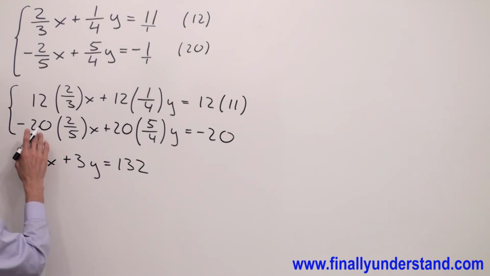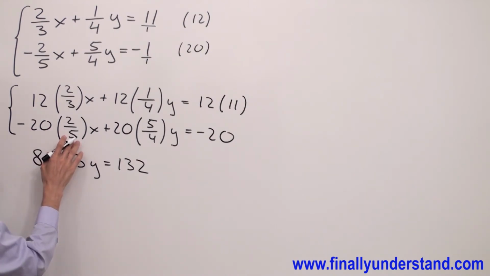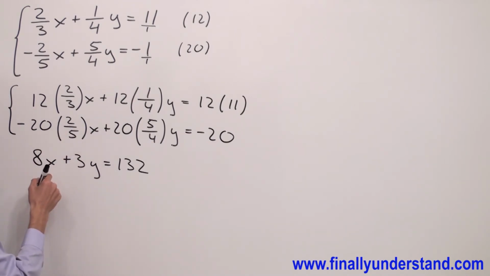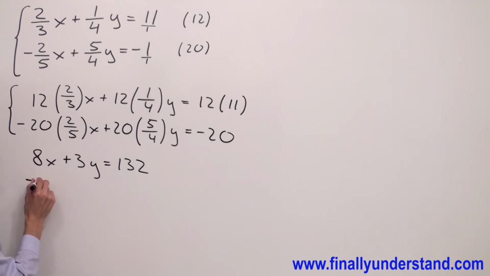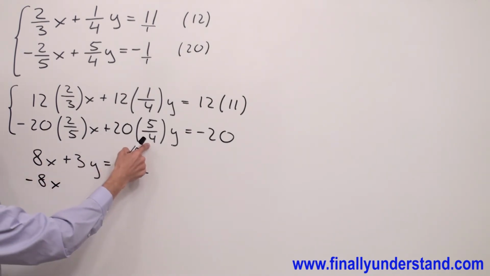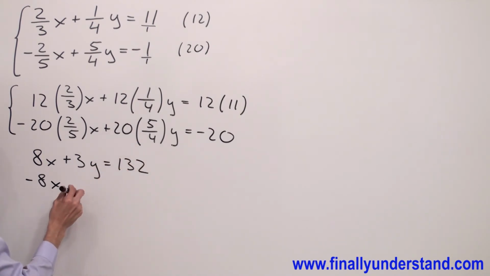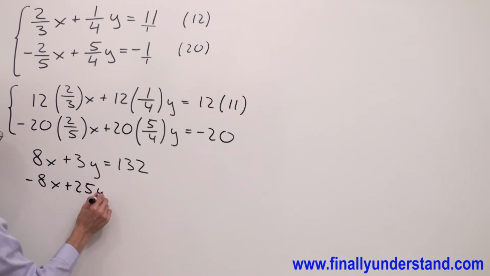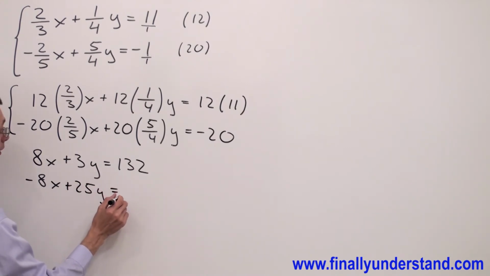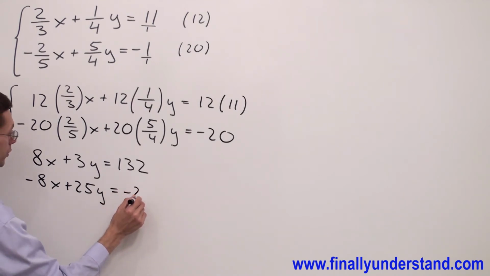We have 20 divided by 5 is equal 4. 4 times 2 is equal 8. Don't forget about the negative sign. So this is negative 8x. 20 divided by 4 is equal 5. 5 times 5 is equal 25y equals negative 20.